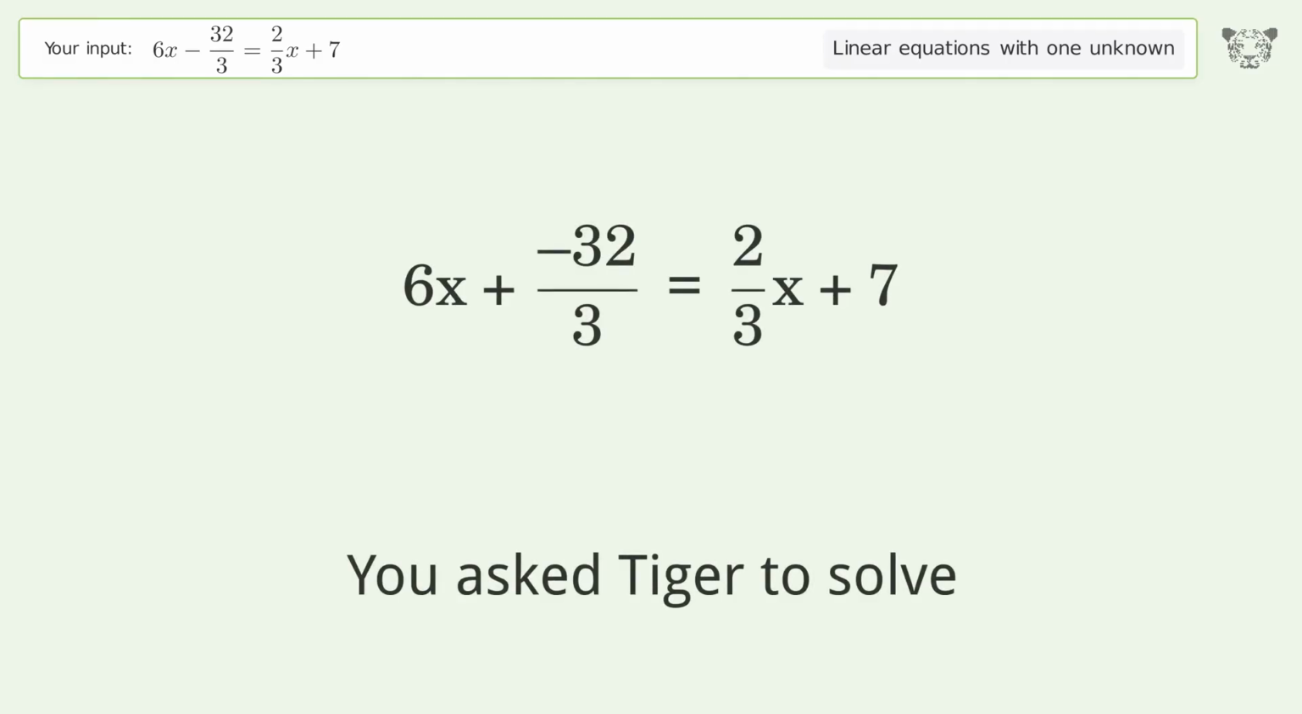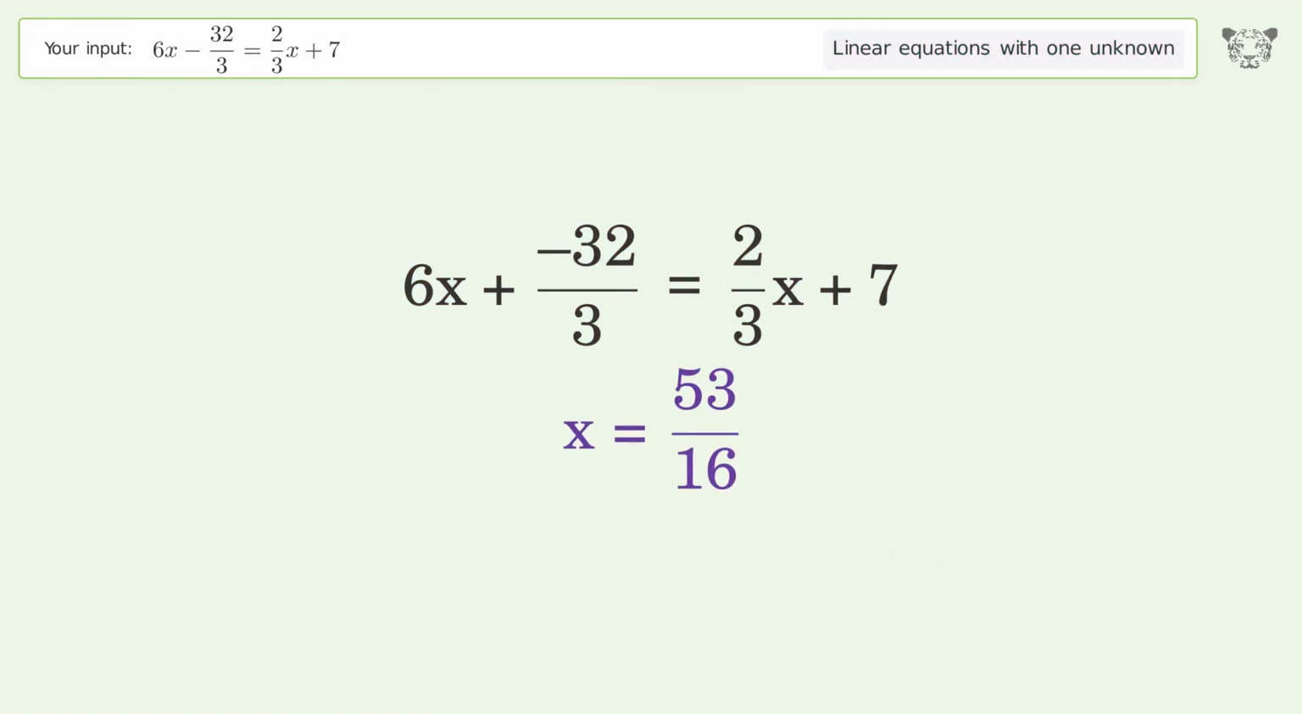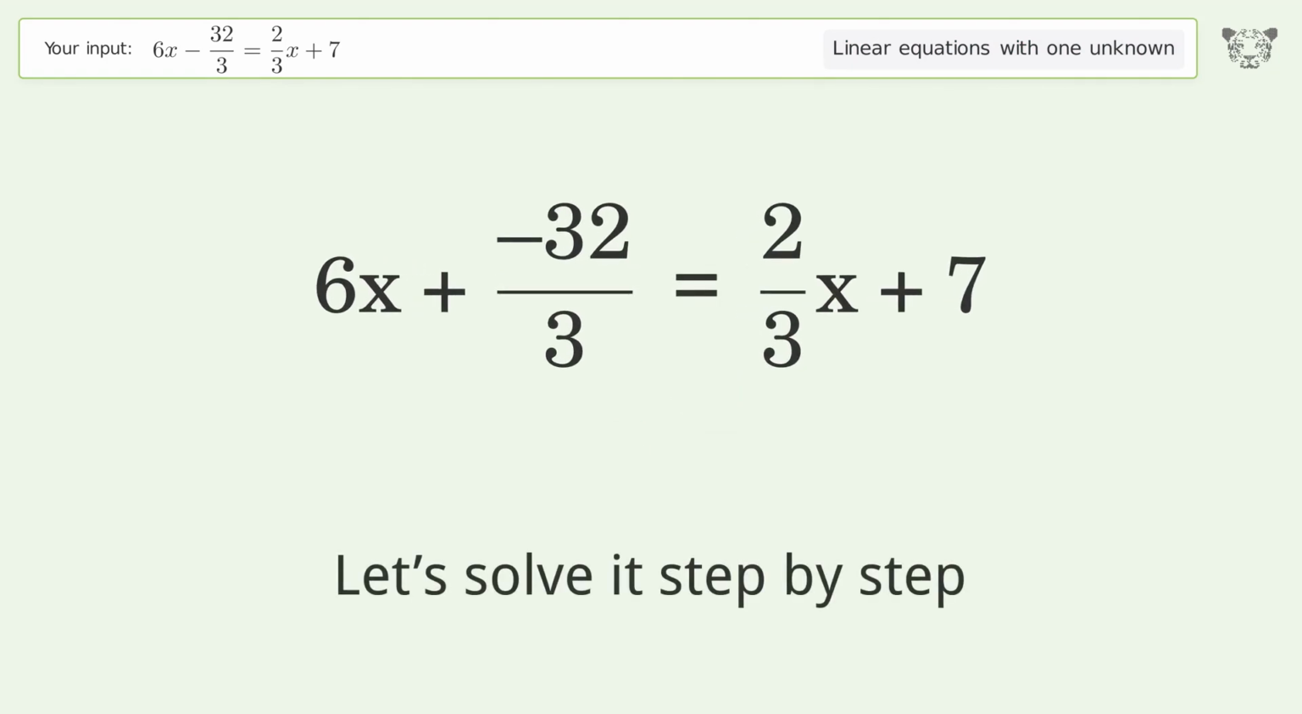You ask Tiger to solve. This deals with linear equations with one unknown. The final result is x equals 53/16. Let's solve it step by step.